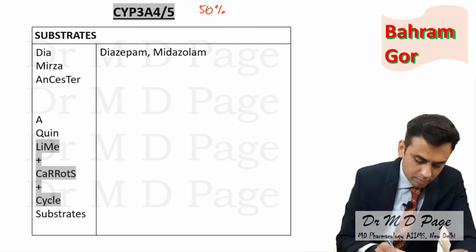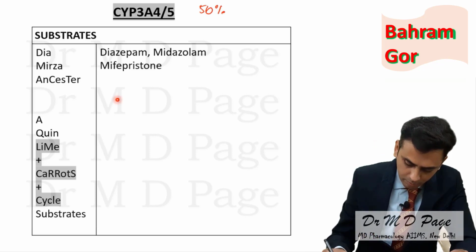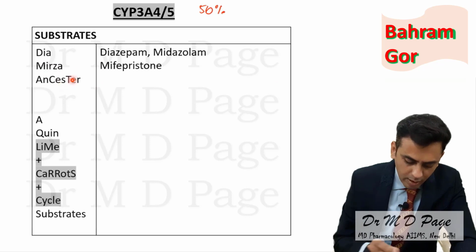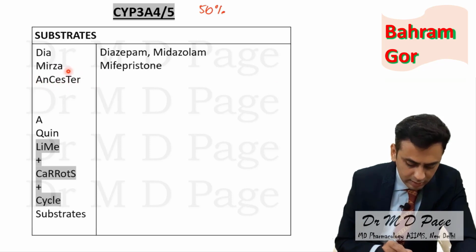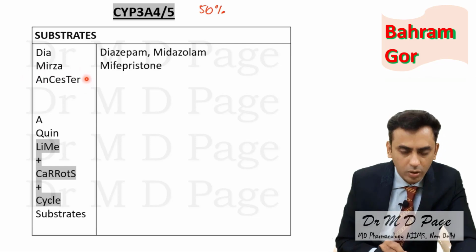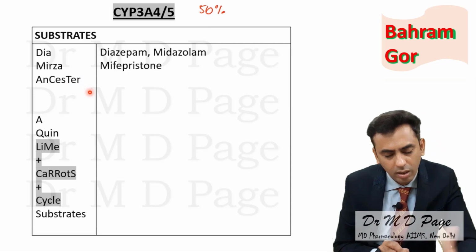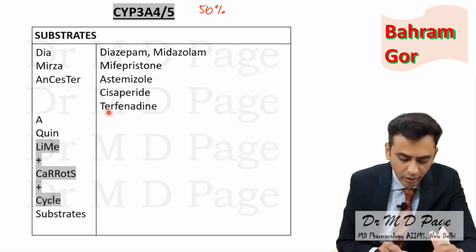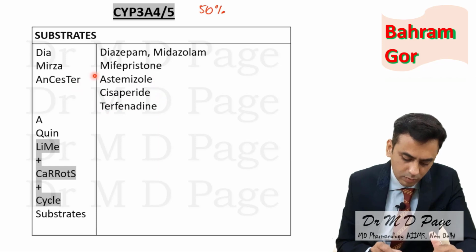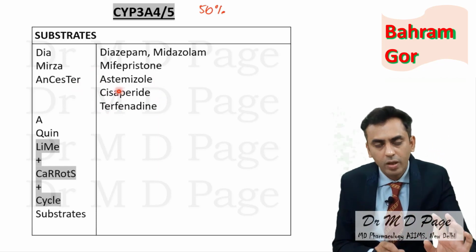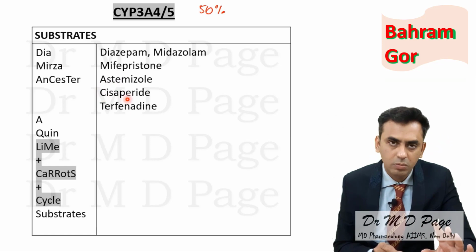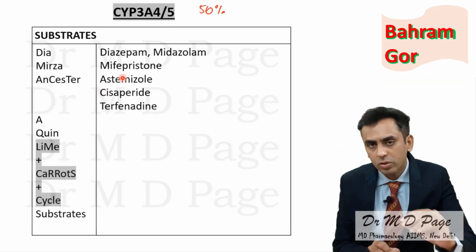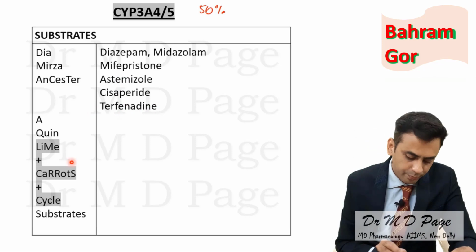So Dia, diazepam, midazolam, Mirza, mifepristone. Ancestor, I have grouped these 3 drugs into one single and have named them ancestor, because they are not in regular use, and they come together usually. And astemizole, cisapride, terfenadine. These drugs, wherever they come, come in this group only. Drugs causing QT prolongation, again astemizole, cisapride, terfenadine. CYP3A4 substrates, astemizole, cisapride, terfenadine. Okay.